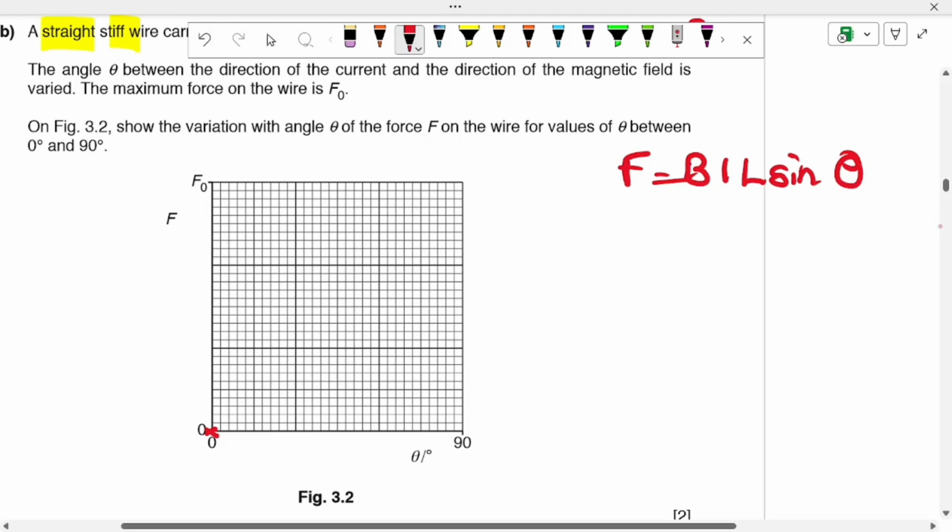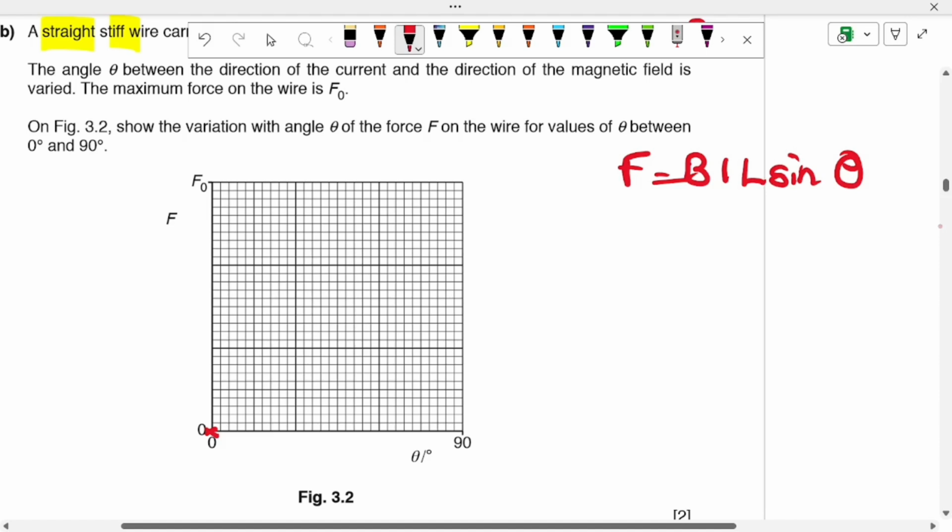Sine 0 is 0. And if you ask me where the relationship comes from, it was found through experimental observation that there are 3 things that affect the force. They found that it was the magnetic field, the current itself and the length of the wire, as well as the angle. And they found that it was a sine relationship because you had to resolve it so that it's perpendicular. Okay, so they got that relationship.